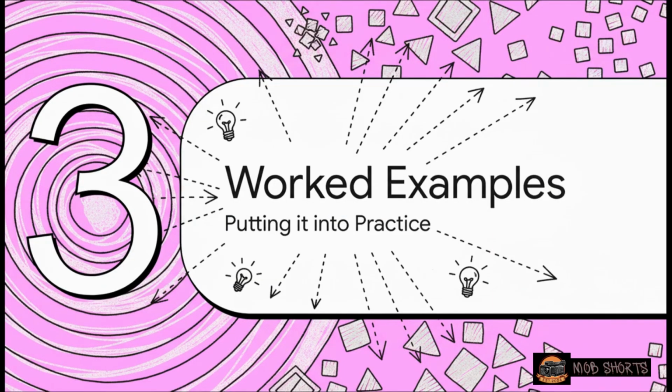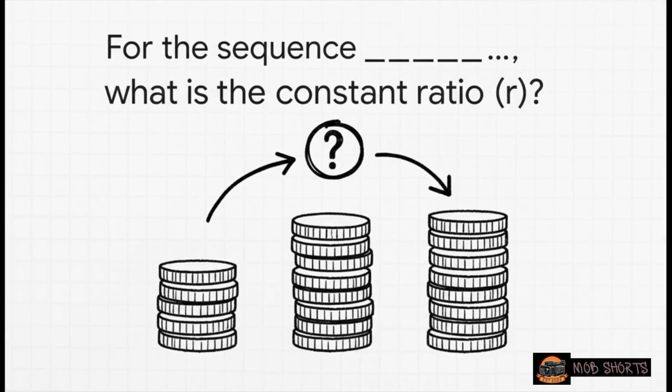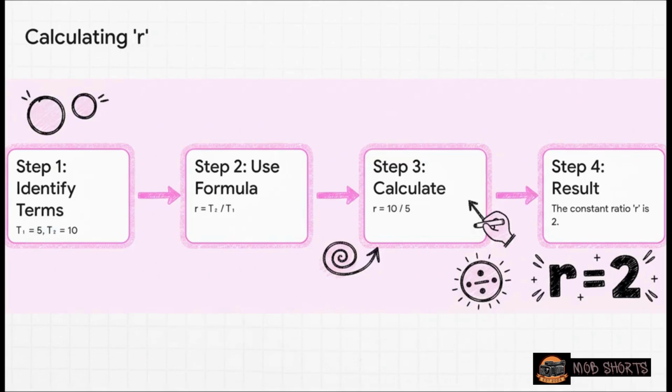Let's make this stuff concrete. It's time to actually put the formula to work with a couple of quick examples. This is where it's really going to click. Okay, let's take a look at this sequence here. 5, 10, 20, and it just keeps going. The first thing we need to do, the most important step, is to figure out what our constant ratio r is. So let's just walk through it.